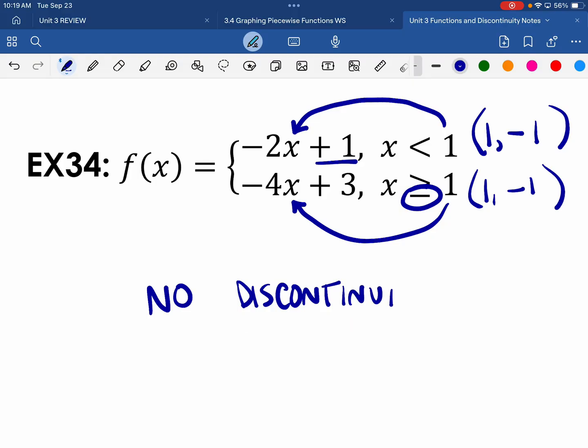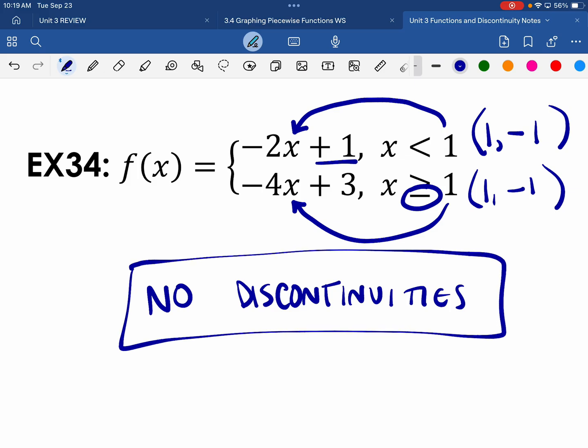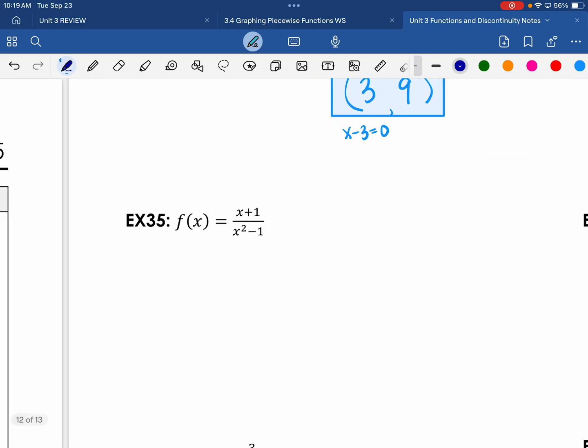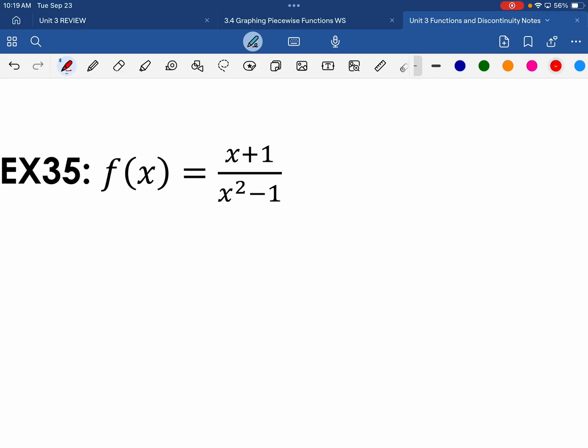Discontinuities, maybe? All right, so remember the only types of discontinuities are jumps, holes, and VA. So if you don't have one of those guys, we're good to go. All right, let's go to 35.